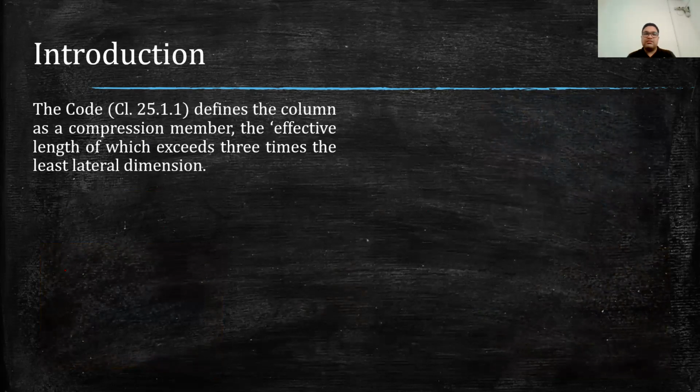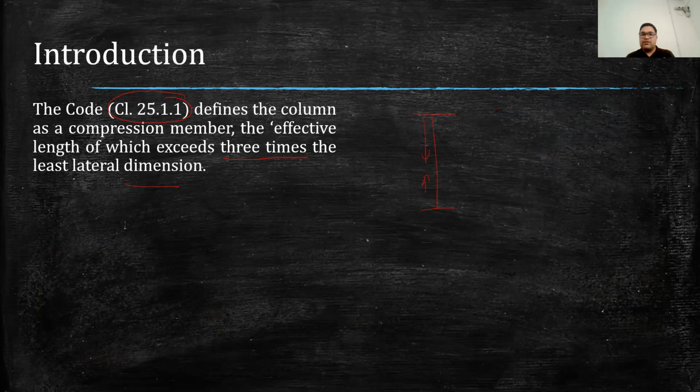Now defining the compression member, I mean defining the column as a compression member. As per IS code, the definition is given. As per this clause, the column as a compression member may be defined as a member whose effective length exceeds 3 times the least lateral dimension. Now there is a new term, effective length. We will be talking about it later, but effective length is generally related to this length.